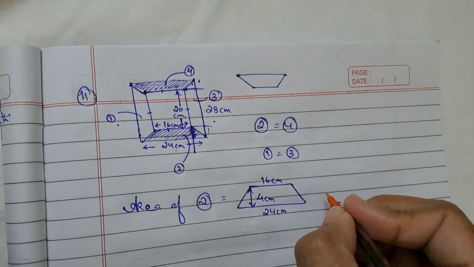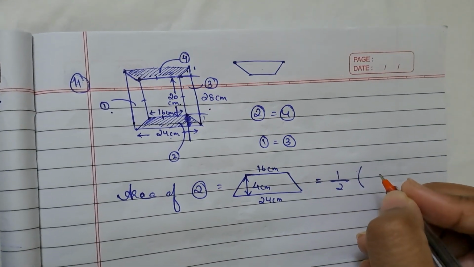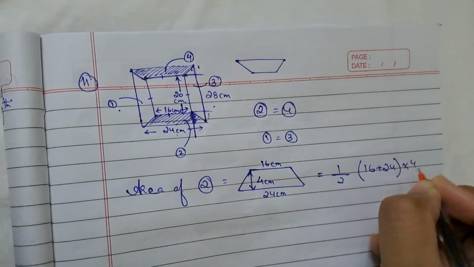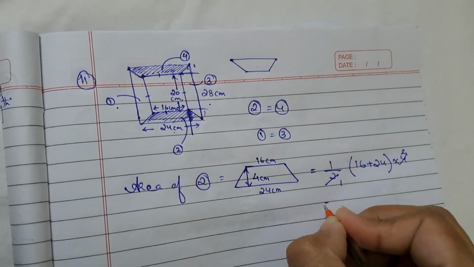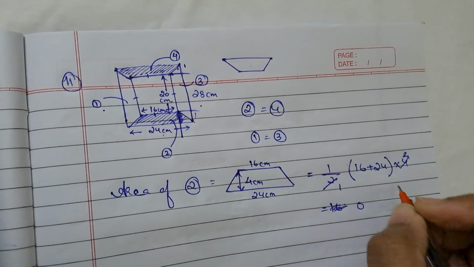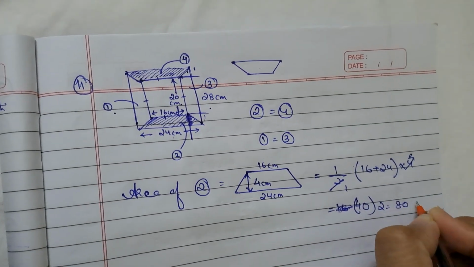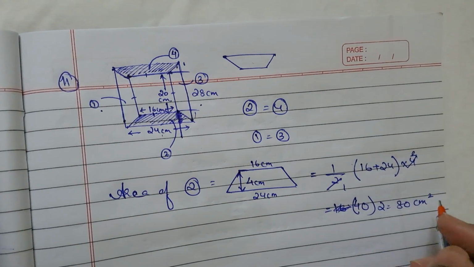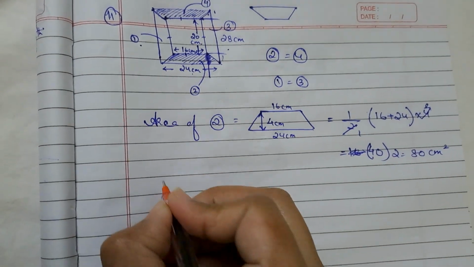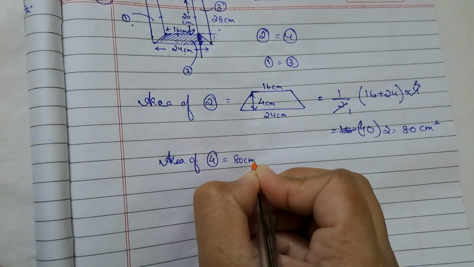Okay, chalo. So half times A plus B. I'm not writing the formula again because this is the last question. 16 plus 24 times 4, half times. So I have 16 plus 24, which is going to be 40. 40 times of 2, which is nothing but 80 centimeters square. This is for only 2. But what did we say? The area of 4 will also have the same thing. Area of 4 is also equal to 80 centimeters square.